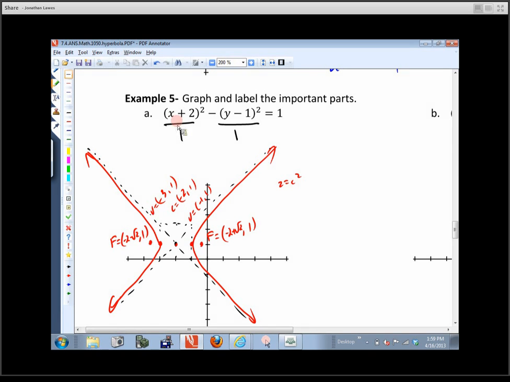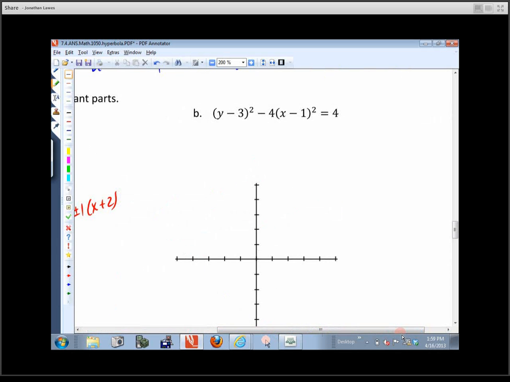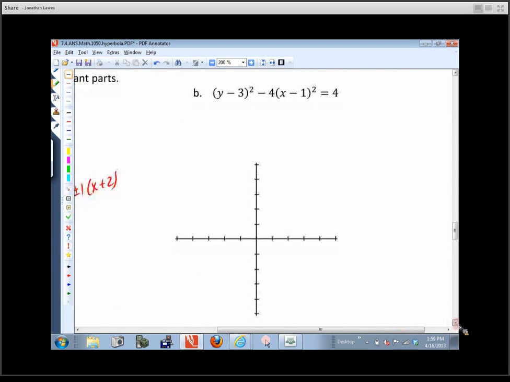And then Clayton, can you tell me what the equation is for the asymptotes? Y minus 1 equals 1 times x plus 2. And we can put a plus or minus on there and we've got both of them, right? Okay, very good. Any questions? Is this one hard? No.